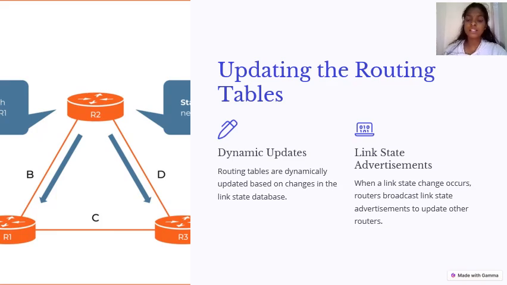And the next is link state advertisement. When a link state change occurs, the routers broadcast link state advertisements to update other routers. This is about the link state advertisement. So the two ways of updating routing tables are dynamic updates and link state advertisement.